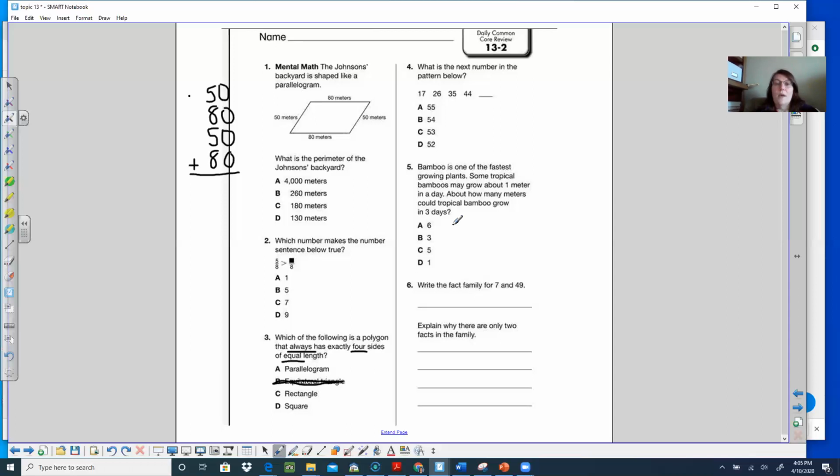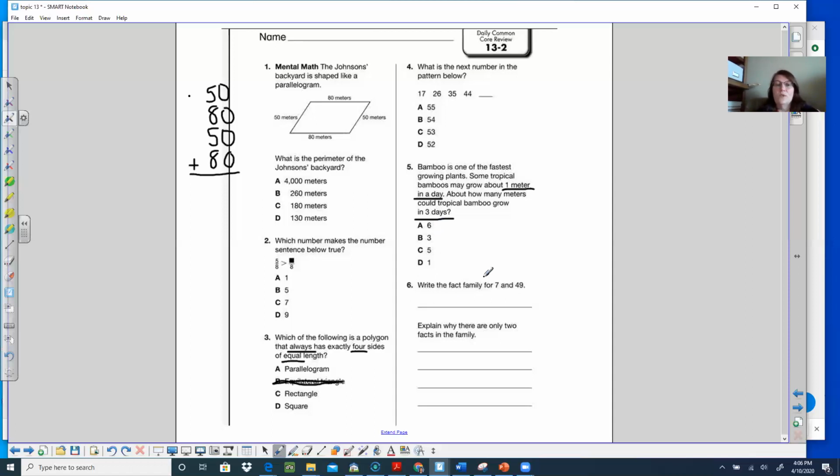Number 5, bamboo is one of the fastest growing plants. Some tropical bamboos may grow about 1 meter a day. About how many meters could tropical bamboo grow in 3 days? So every day it grows 1 meter. You are thinking, if that happens for 3 days, how tall would it be? You have to decide, would it be 6, 3, 5, or 1?